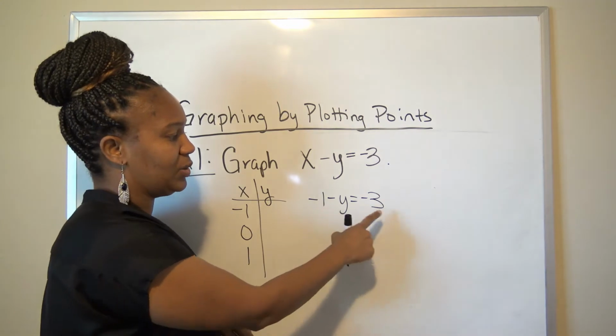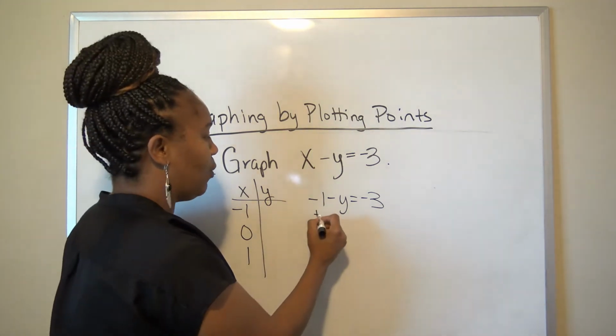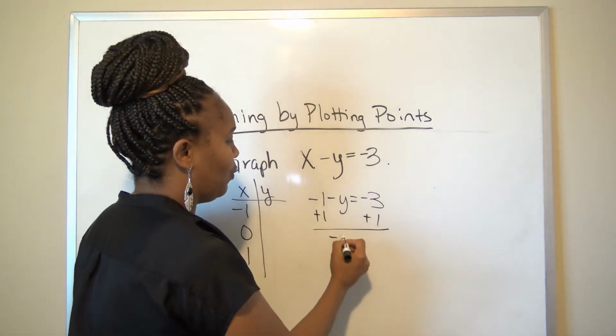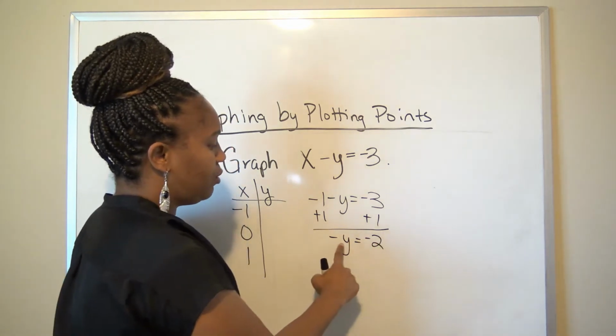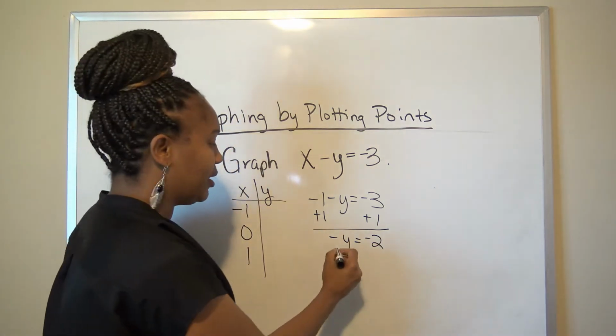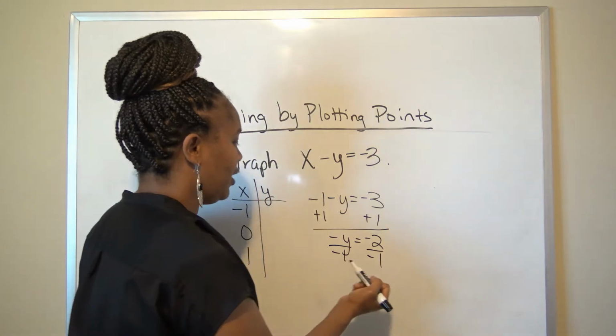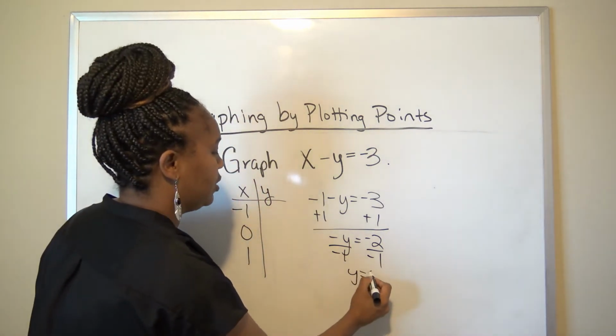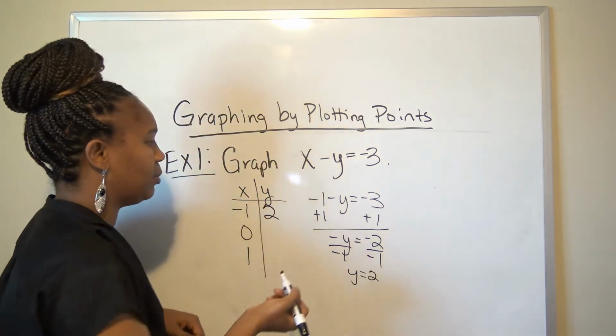So -1 minus y equal -3. I'm going to add 1 to both sides. I get -y equal -2. I have to get rid of this negative, so I'm going to divide both sides by -1, and I get y is equal to +2. So this becomes a +2.